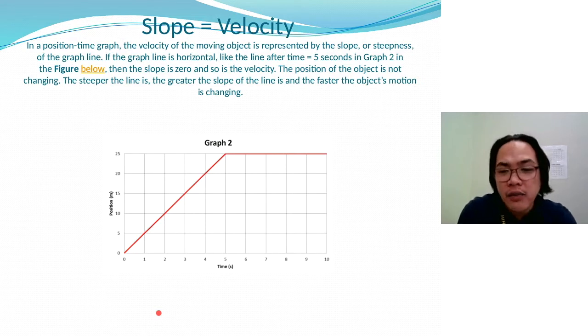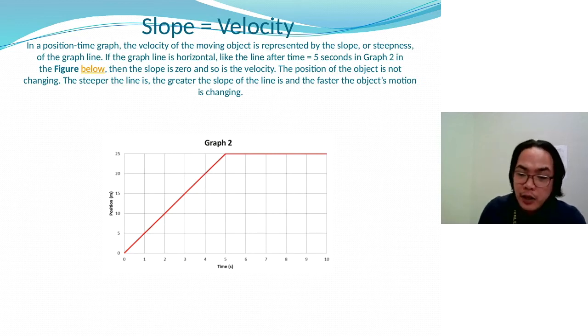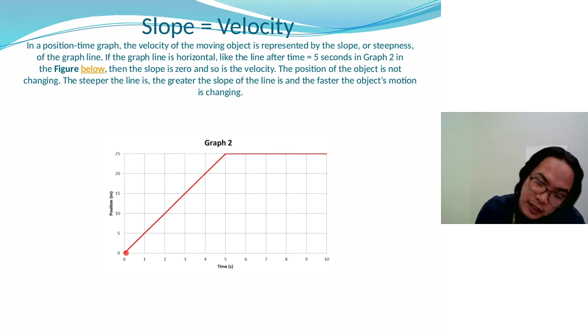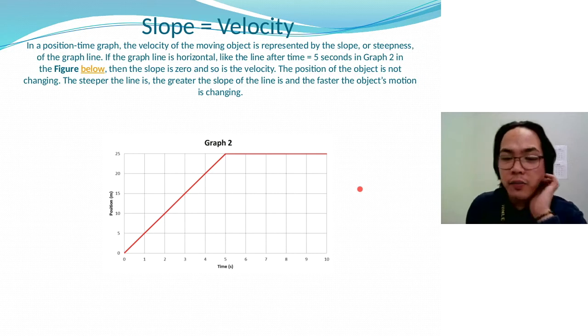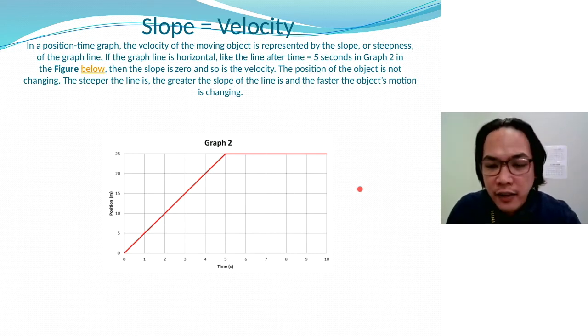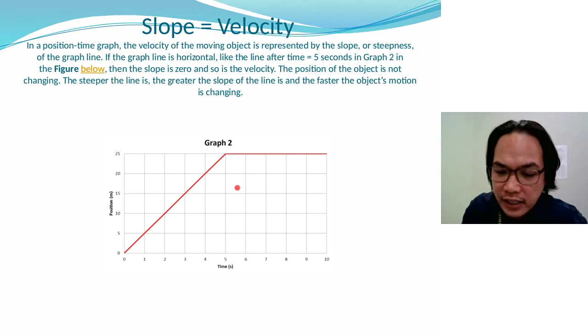Another thing which is very important for you to understand in a graph is its slope. For a position time graph, slope is equal to velocity. So meaning, the y-axis is your position, the x-axis is your time, and the slope is your velocity. Okay? So slope is the steepness of the graph line. If the graph line is horizontal, like the line after 5 seconds in graph 2 in the figure below, then the slope is 0, which means the velocity is 0.